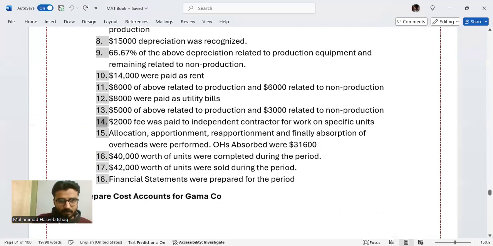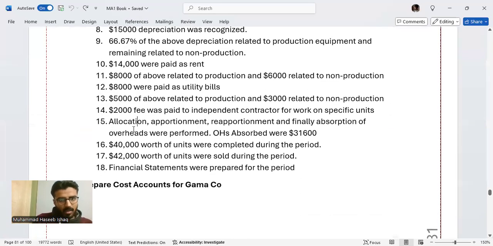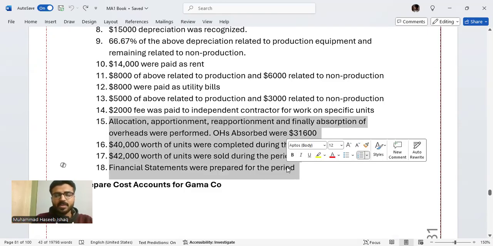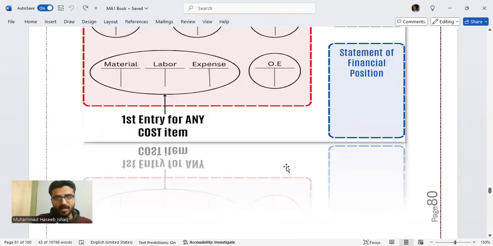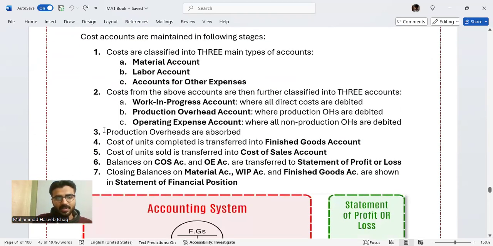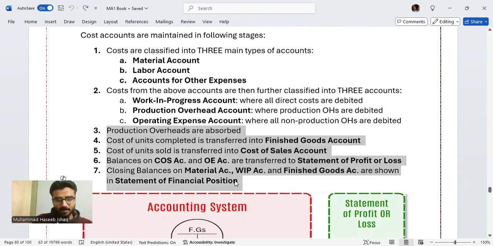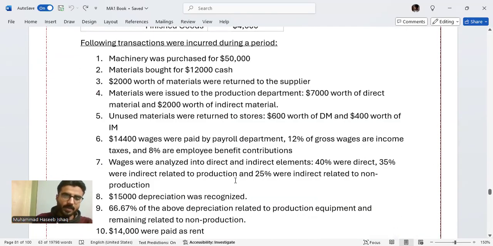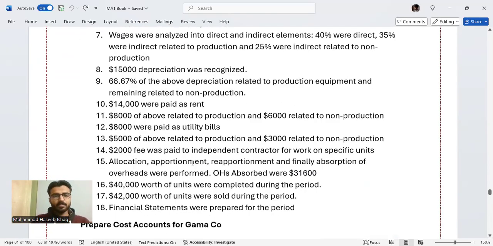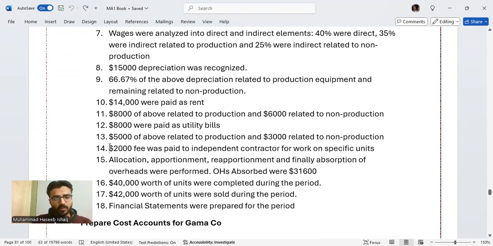So, what was I saying? I was saying that we have almost completed the question, and these last four transactions are related to the other stages, the remaining stages 3, 4, 5, 6, and 7. Of course these stages are important, but they are very easy. So let's do the 14th transaction.